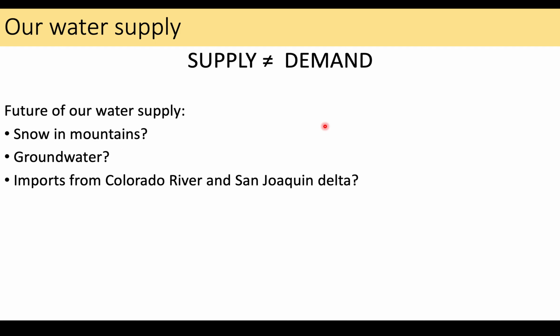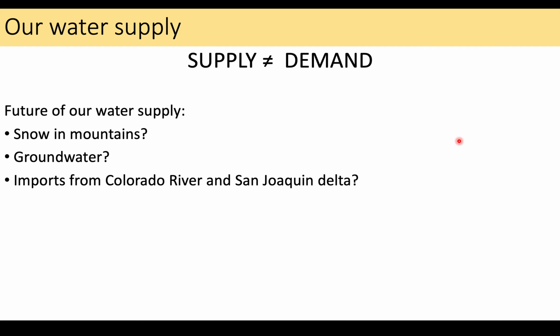Groundwater, how secure is our groundwater? How much can we use without causing irreversible damage? And then also importing. So importing water from other places. These are really the three options for our future water supply. And all of them have quite a few unknowns still.